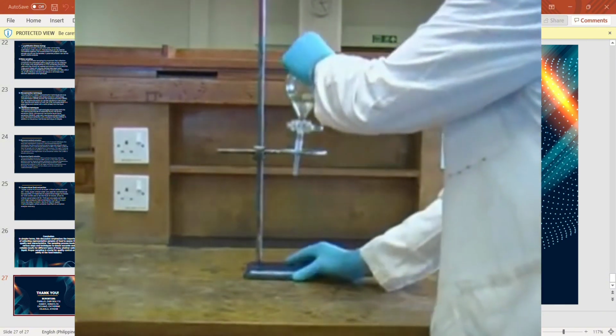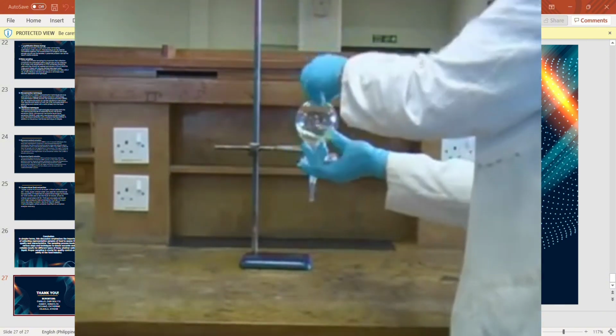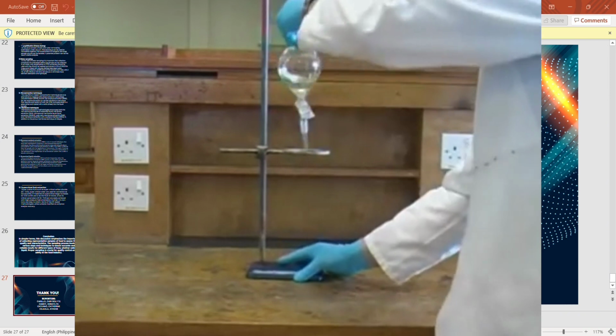Secure the stopper with one hand and carefully invert the separating funnel. Now you can gently shake the funnel while periodically opening the tap to release pressure. Normally you carry out these steps several times to ensure thorough mixing of the two layers. And then with the tap closed, you can carefully replace the funnel in the ring on the clamp stand.